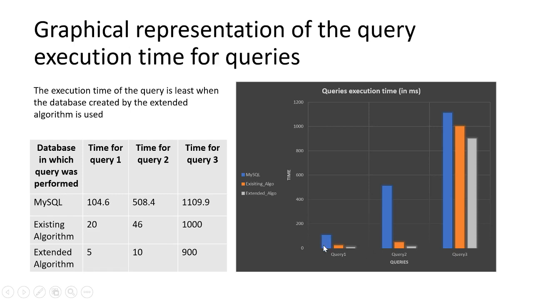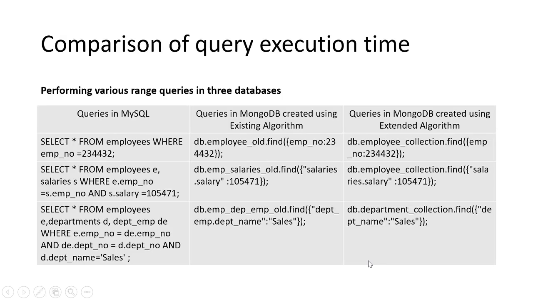The blue is for MySQL database, the orange one is for existing algorithm and the gray one is for extended algorithm. Query 1 is select query, query 2 is join, and query 3 is for group by. Here are some of the range queries which we used to get the performance metrics, and we recorded the processing time for each of the queries and again plotted a graph.